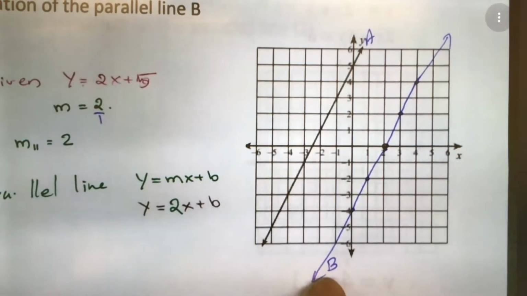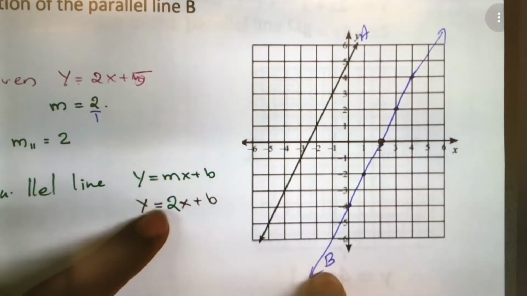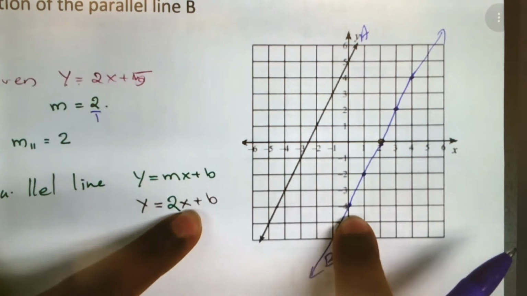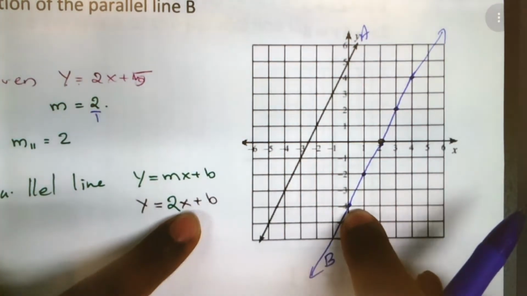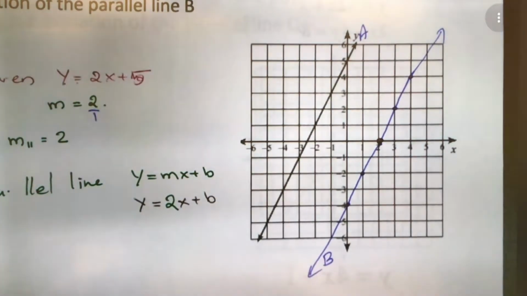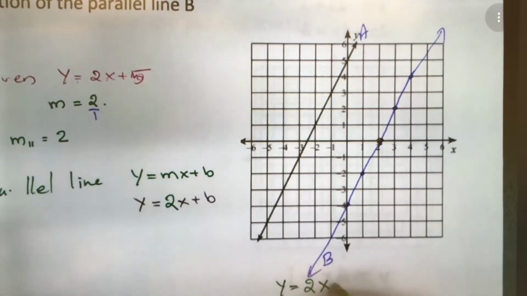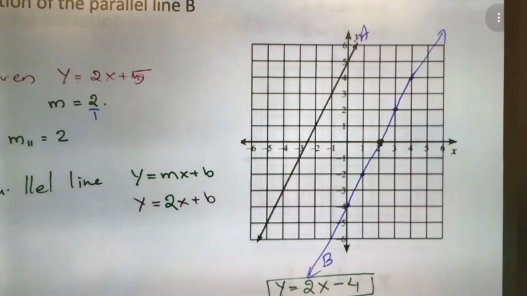We are asked to write the equation of this line. I already know the slope of the line is 2, so y is equal to 2x plus b. I'm missing the b, the y-intercept. From this graph, I can identify that the y-intercept is -4. So the equation of this parallel line B is y equals 2x minus 4. That is the graphical method I have shown you.